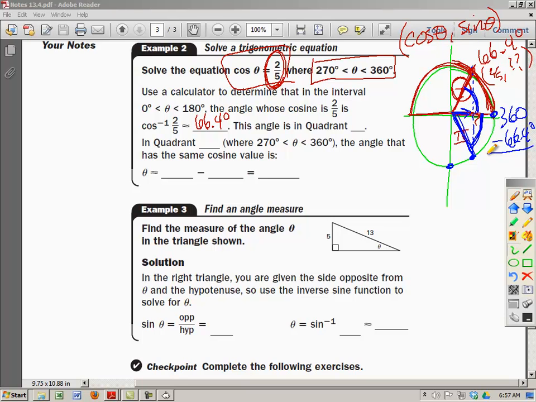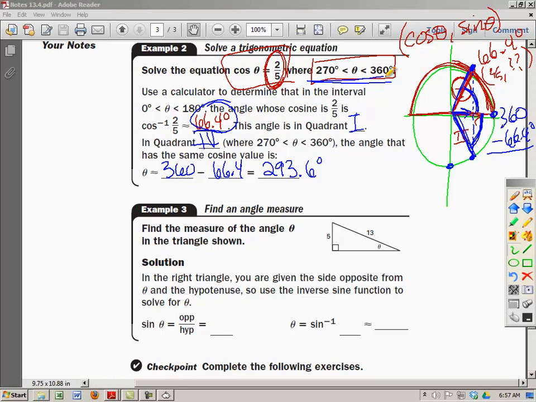Okay, again, that angle, 66.4, is in the first quadrant, but I need an angle in quadrant 4. All right, so the angle with the same cosine value would then be 360 minus 66.4, which comes out to 293.6 degrees. All right, and again, it has to be between 270 and 360, and it is. All right, so again, the big thing for that is take the inverse cosine and realize that it's going to give me an angle in the first quadrant.